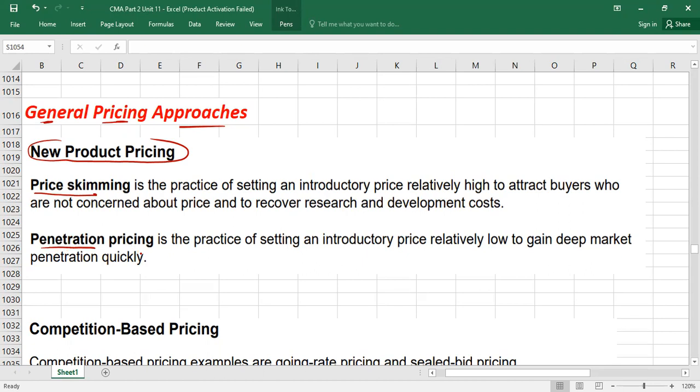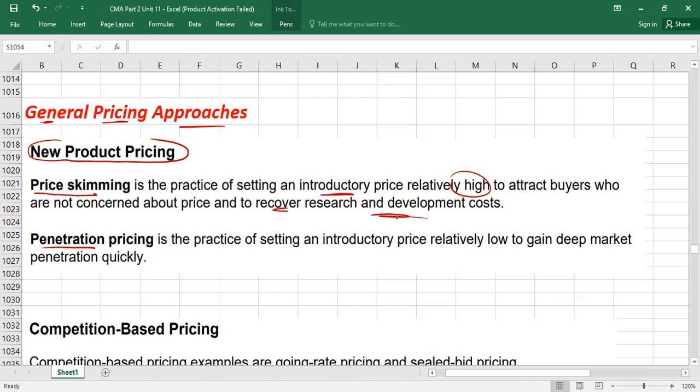What do we mean by price skimming? It means when you launch the product, usually we charge a high price at the introductory stage. Introductory stage means whenever you launch the product, at that time we charge a high price. For example, iPhone, Apple: whenever they launch a new model of a mobile phone, a new generation, they usually charge high prices. The main reason is that they want to recover their research and development cost, which they have already spent on the manufacturing of this product. This is what is called price skimming.